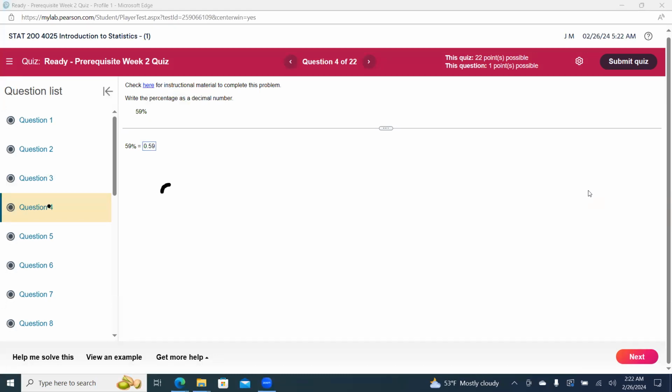Okay, so yeah, 0.59, move the decimal 2 places.